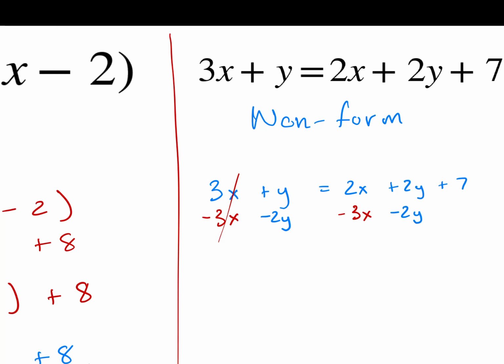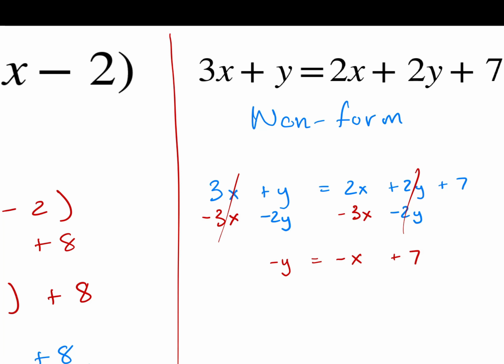Y minus 2y, right? So that's a 1 minus a 2. So that becomes a negative y. Equals 2x minus 3x. So it becomes a negative x. This cancels. Plus 7. Now, most people would say this is in slope-intercept form. You see a y equals an mx plus b.